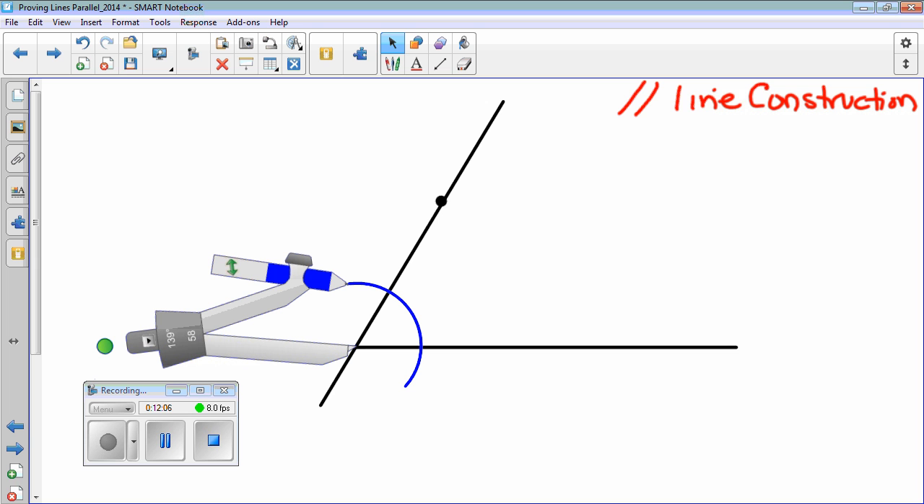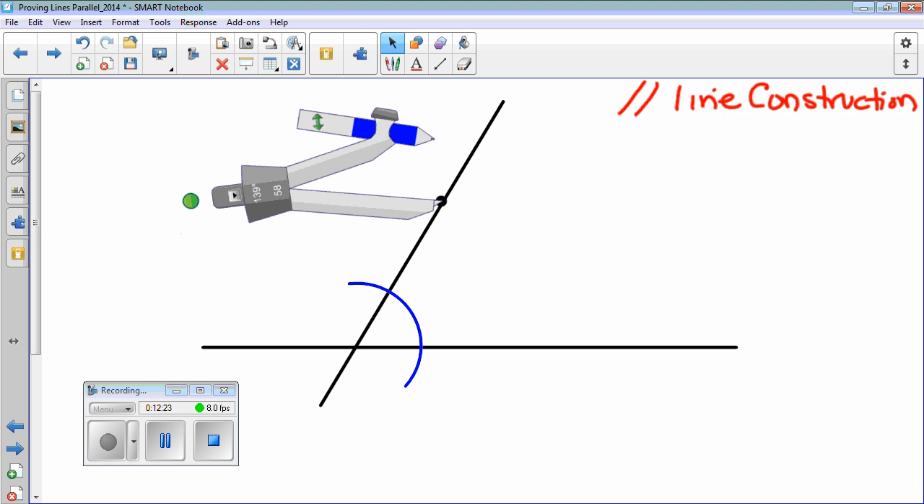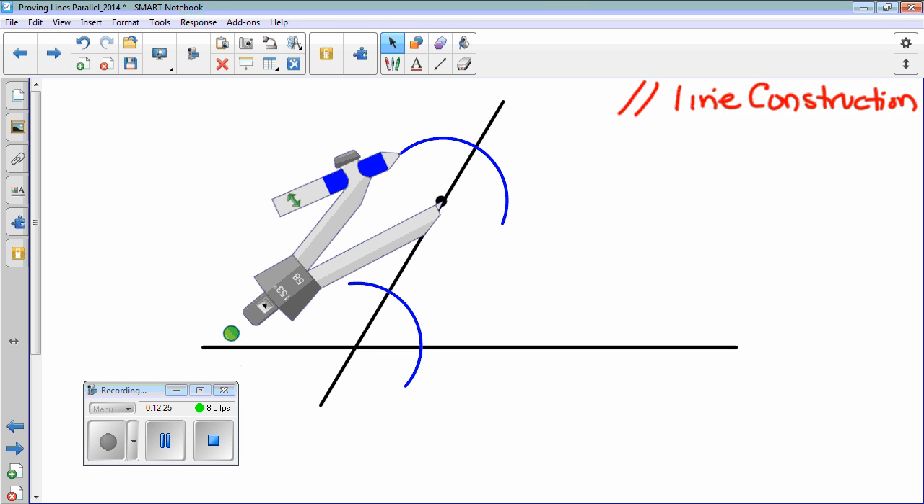Once I've done this, I cannot open my compass anymore. I can't change the spread of the compass. It's got to stay where it is. I'm going to move my compass up to my dot, or my point, and make the same arc at the top with the same spread. I've just created two arcs here.